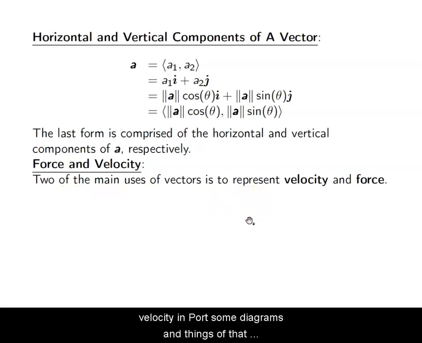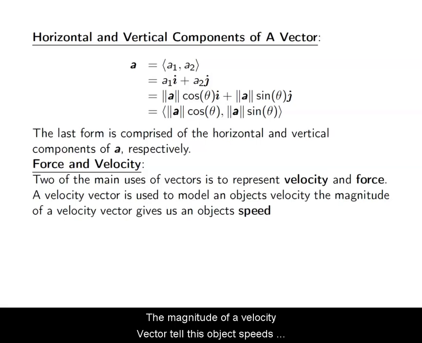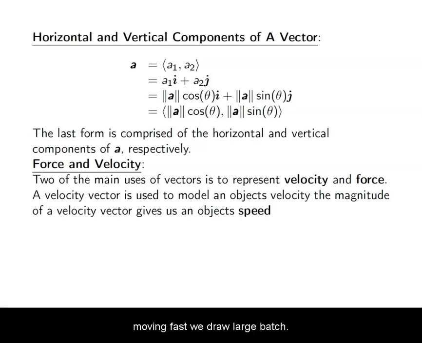So when we draw diagrams and things of that nature, we're generally talking about force and velocity. A velocity vector is used to model an object's velocity, right? It makes sense. The magnitude of a velocity vector tells us the object's speed. So for instance, if you're talking about a car on a highway, you will have a vector that tells you the direction it's going. The length of that vector will tell you how fast it's moving, right? If a car is moving slow, we'll draw a small vector. If a car is moving fast, we draw a large vector, right?